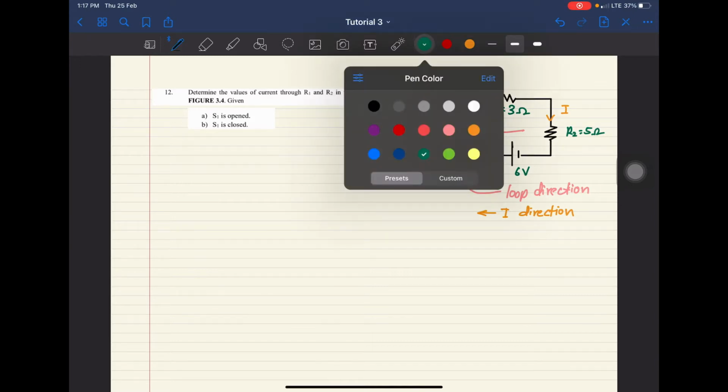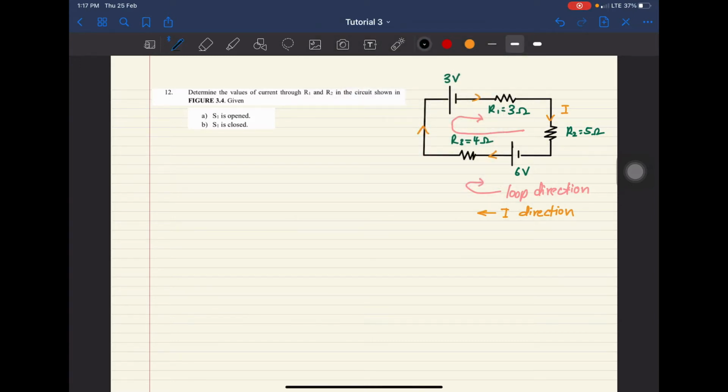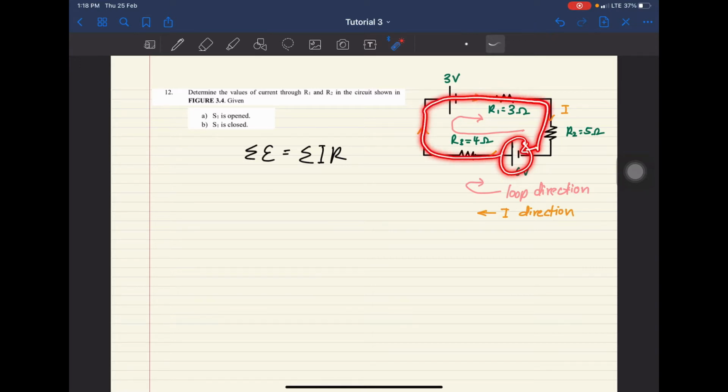Now how do you solve it? If you want to apply the loop rule, basically you apply summation of EMF equals summation of IR. That means the sum of the voltage gain equals the sum of the voltage loss. Normally there is voltage loss in the resistor and voltage gain in the EMF, and it depends on the direction as well. I'm going to start from here and flow it over here, but I'm going to do the EMF first. I'm going to focus on the EMF only for the first step.